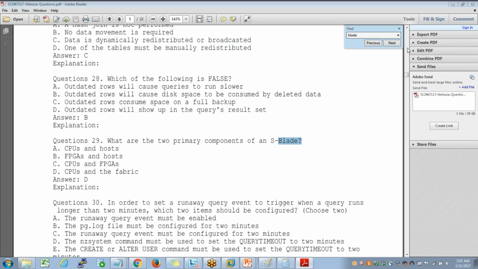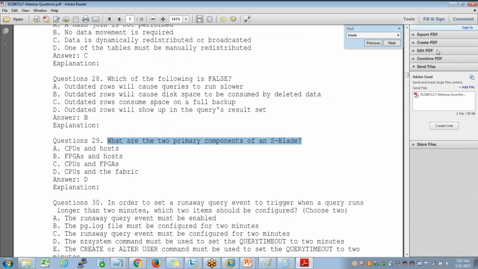Now look at question number 29. The answer is wrong, but don't worry about it. What are the primary components of S-Blade? This can be one of the certification questions. If you look at the options A, B, C, D, C is the right answer: CPUs and FPGAs.